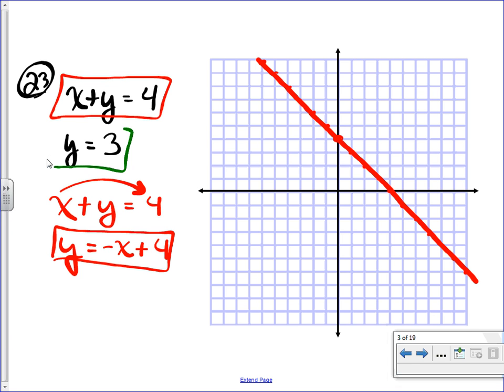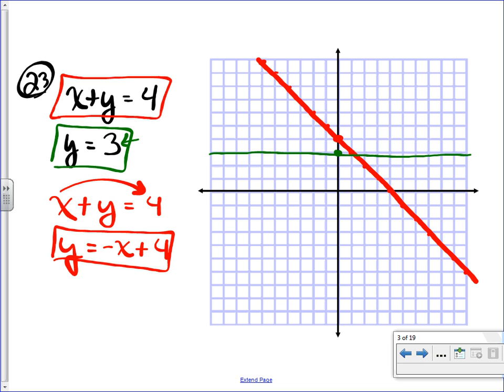Second line. What kind of line did we say we were going to have on this one? What kind of line? We saw it on number 1, I think it was. Horizontal. This one has to go through 3. Okay, so 1, 2, 3 would be right here. So all I'm doing is drawing a horizontal line through 3.